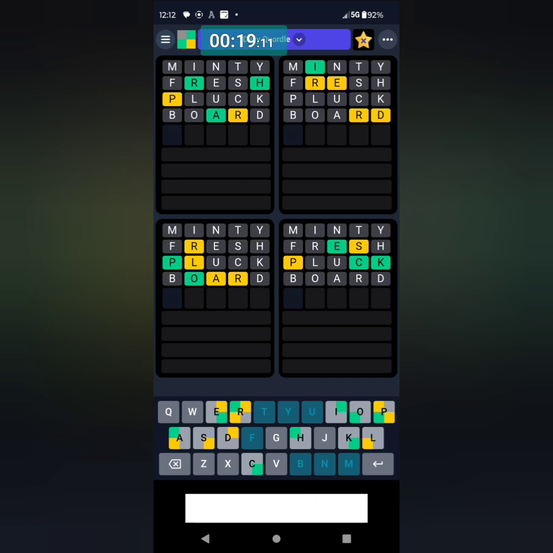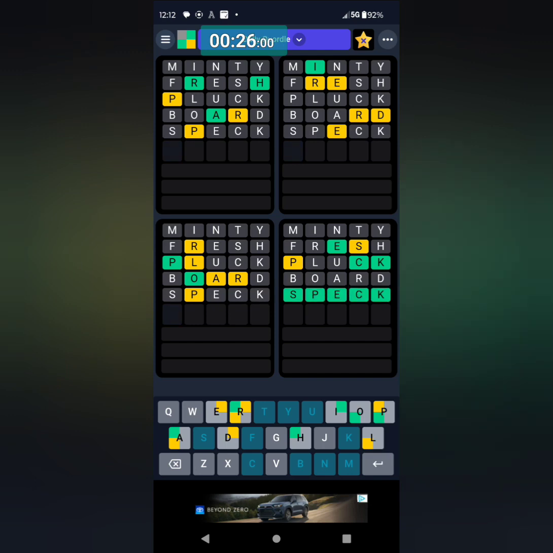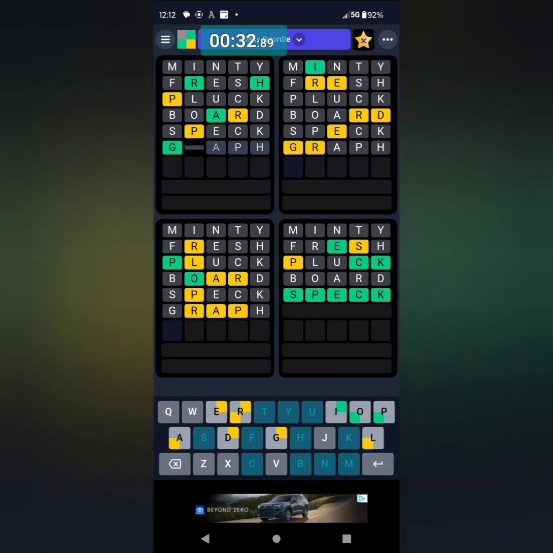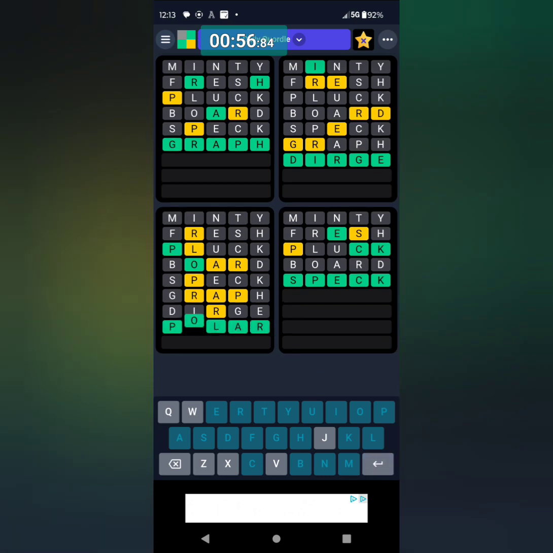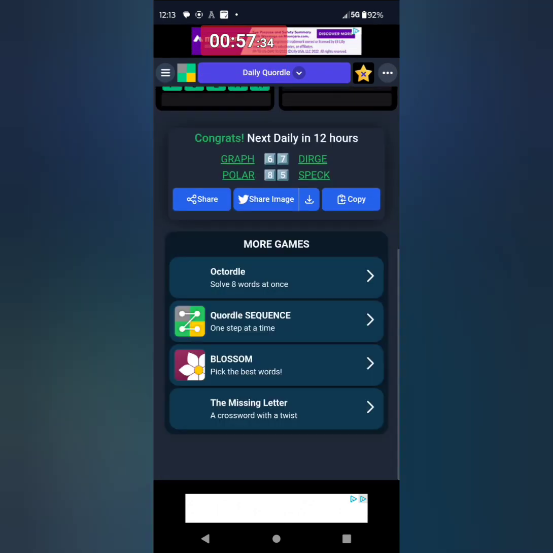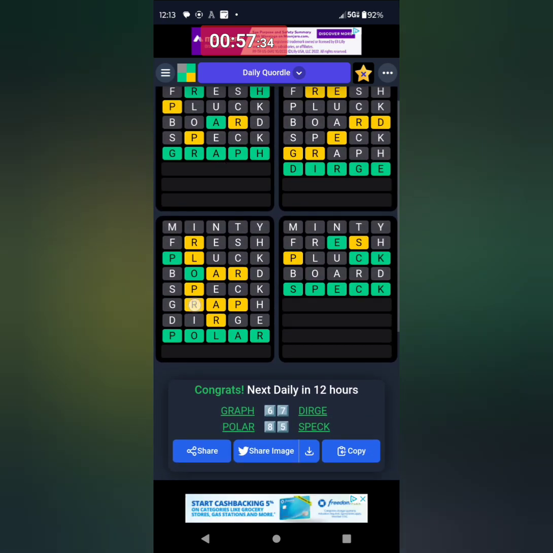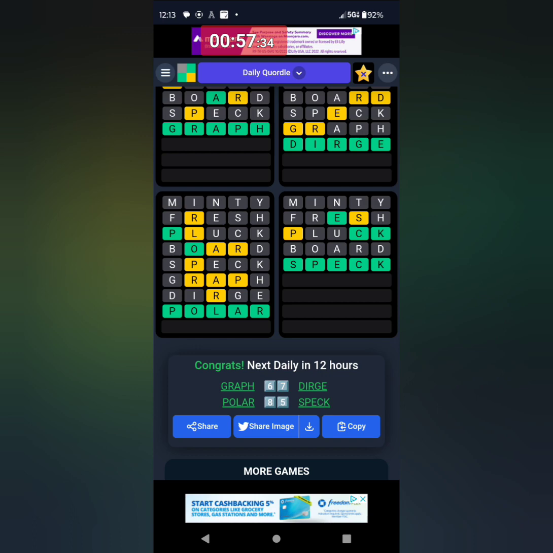And I think I've got the fourth one, spec. I think I've got the first one, graph. I think I've got the second one, DIRGE. And that leaves the third one, POLAR, polar. Awesome. Less than a minute. That's how easy it is to play Wordle using the easy mode.